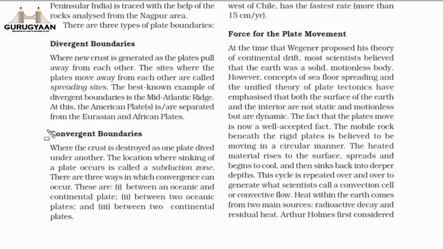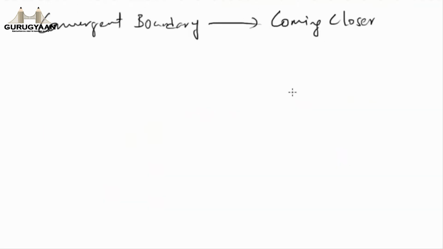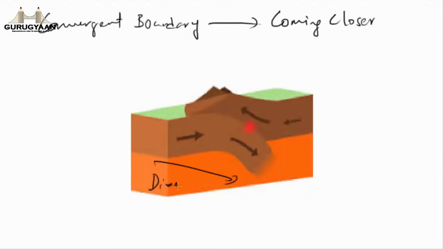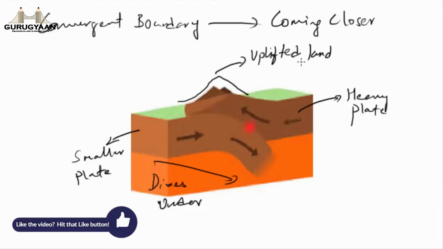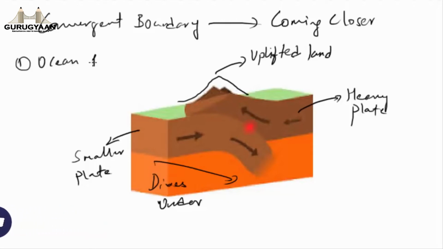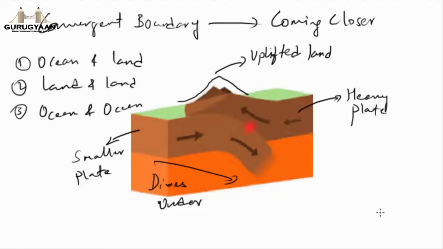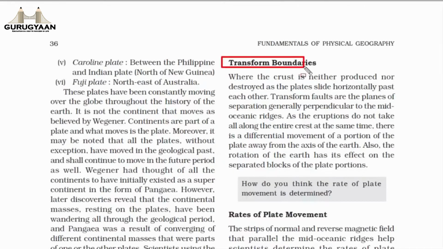The second one is convergent boundaries. Now convergent is the opposite of divergent, meaning coming closer. So what happens when two plates come towards each other? One plate dives under another, and it is usually the smaller plate that converges under the bigger plate, leaving that land area a little uplifted. This mechanism happens between an oceanic and continental plate, then between two oceanic plates, and then finally between two continental plates. The third one is transform boundaries.